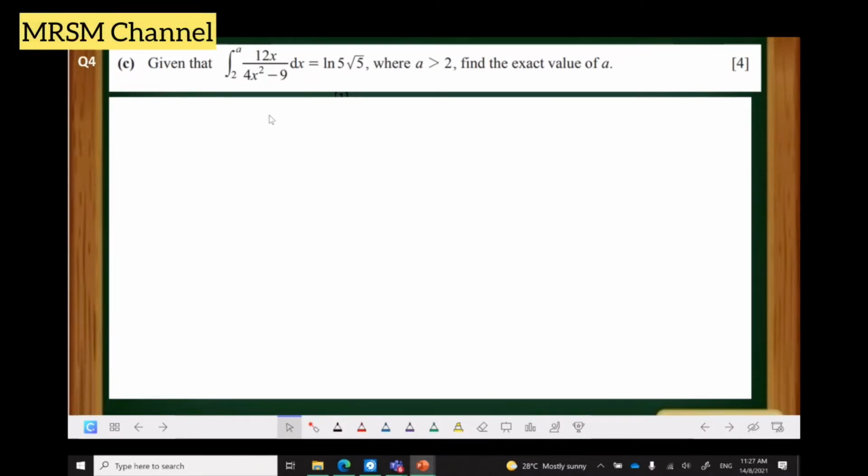Okay, next soalan kata ni sekarang instead of indefinite integral sekarang dah jadi definite integral. We have a limit of 2 and a. Alright, so upper limit a, lower limit dia 2. Okay, dia kata given that integrate 12x over 4x squared minus 9 from 2 to a, you will get ln 5 root 5. Dia suruh cari exact value of a.